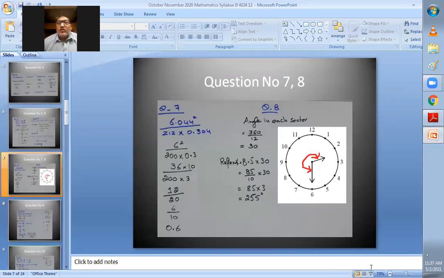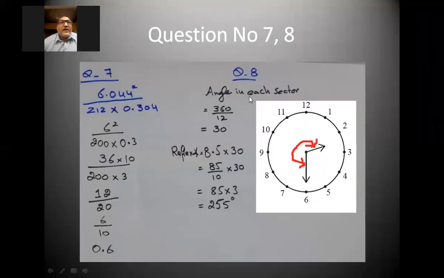So, question number 8. Here we have the question about the angle in the clock. In a clock, you have 12 equal portions of a circle. So each portion is 360 divided by 12, which is 30 degrees. The reflex angle here, which I have shown with the red arrows, is the angle I want. So you count the gaps.